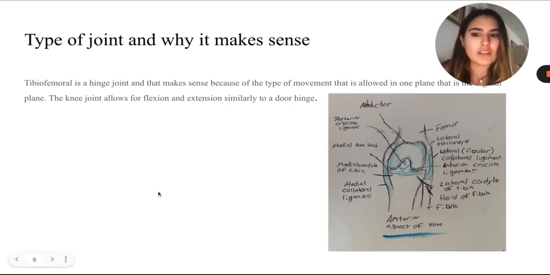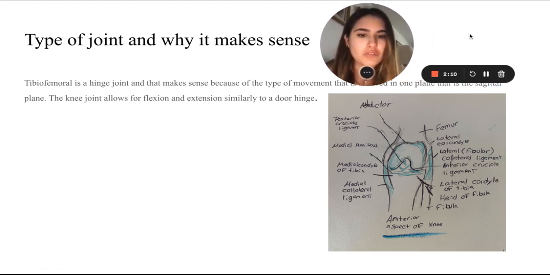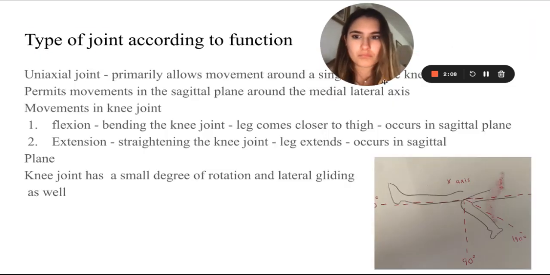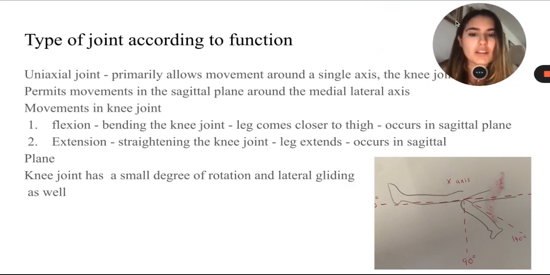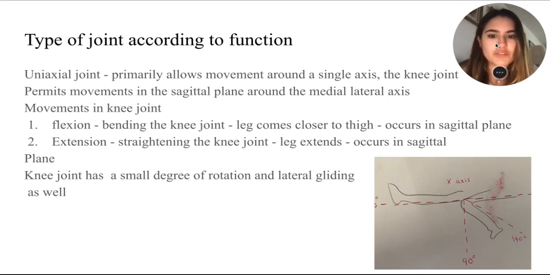The knee joint is a hinge joint, and that means it allows movement in only one plane, similar to a door hinge. And the type of joint according to function is a uniaxial joint, which means it allows movement around a single axis. It permits movements in the sagittal plane around the medial-lateral axis, movements such as flexion, bending the knee joint, and extension, straightening the knee joint, and it has a small degree of rotation and lateral gliding as well.